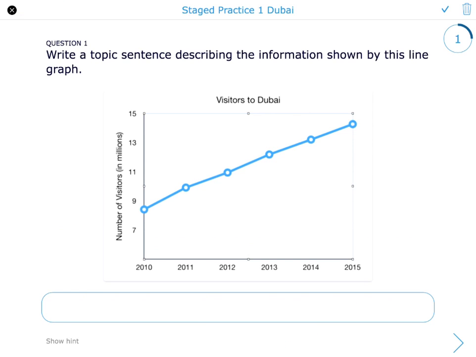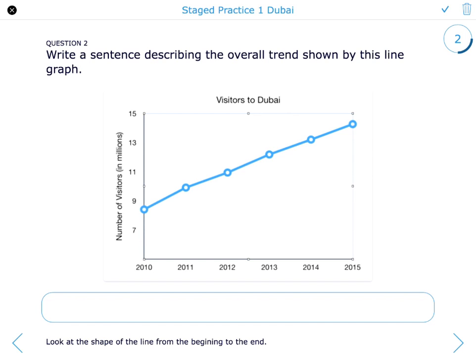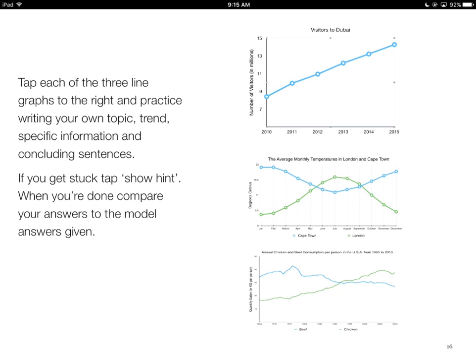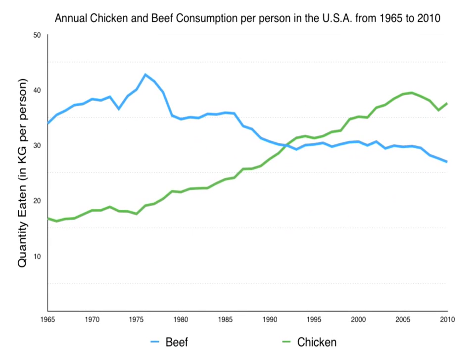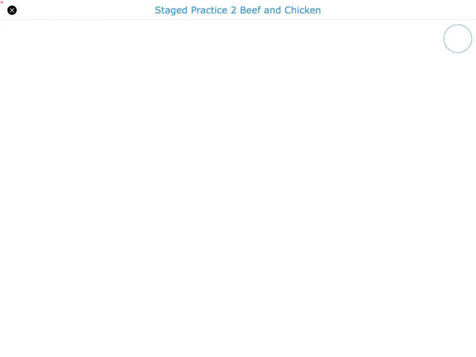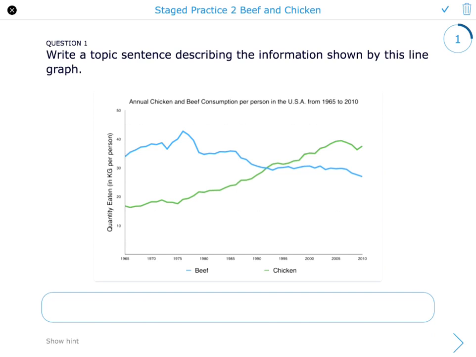What they need to do is write the topic sentence, and in each stage, they write the 4 different types of sentences, and a hint is included here if they get stuck. So they write the topic sentence, trend sentence, and again the hint is going to help prompt them, and that's included in all 3 of these line graph individual sentence writing exercises, moving from simple to more complex.